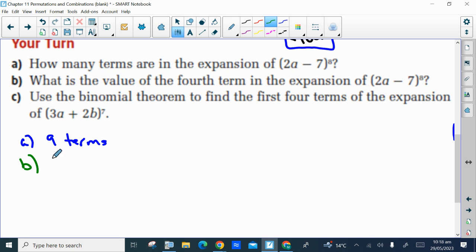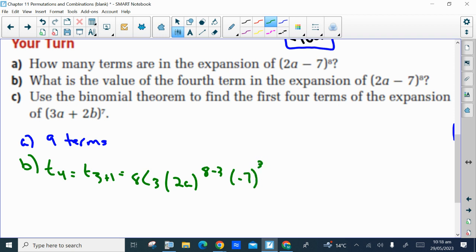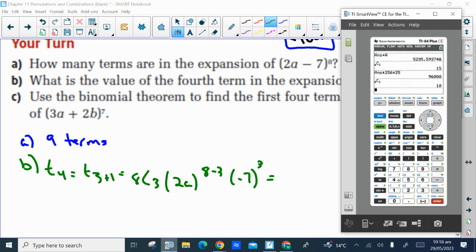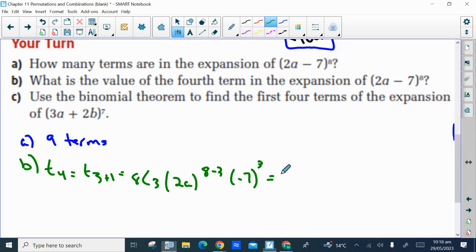So again, we'll use the general term formula. T sub 4. If we use that general term formula, k has to be 3, because 3 plus 1 will give you 4. K is always 1 less than the term number. So n, the power on the binomial, is 8, so it'll be 8c3. The first term, 2a, is raised to the 8 minus 3, and the second term, negative 7, is raised to the power of k, which again is 3. So 8c3 is 56.